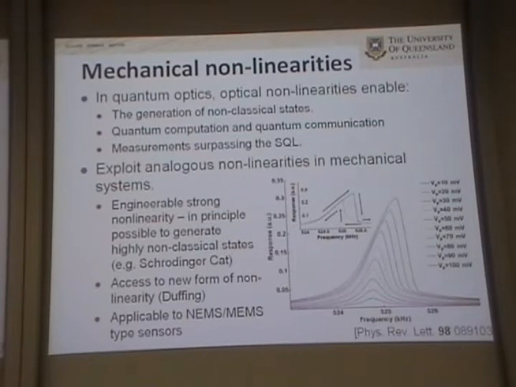In the mechanical system, the nonlinearity is due to the stress and strain on the system. So just by changing the mechanical structure, I can change the nonlinearity. So I have a really good lever, which allows me to change the nonlinearity of the mechanical system. And in fact, the nonlinearity is generally much higher than in the optical system. So you can do experiments people have talked about in optics but not been able to do, such as generation of Schrodinger cat states and things like that. And you can access new types of nonlinearity.